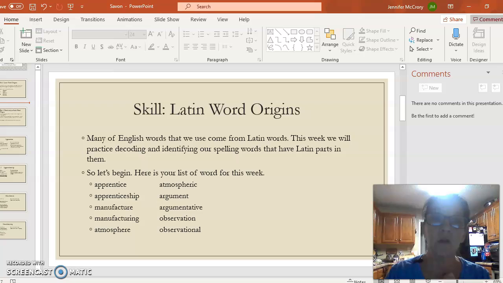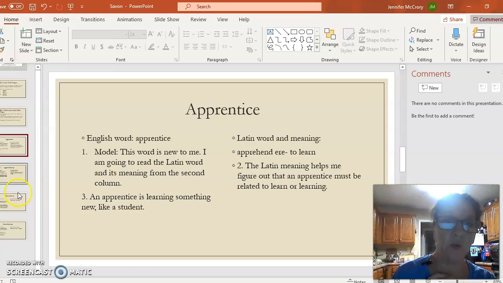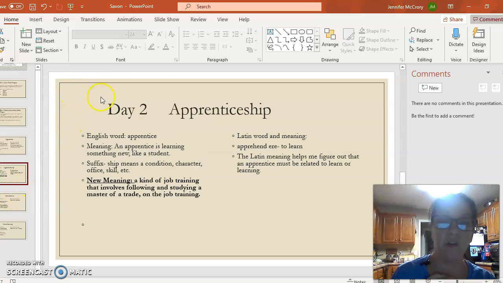So let's begin. Let's always, as we do, go through and look at our spelling list that we have, because I know you've been studying. Apprentice, apprenticeship, manufacture, manufacturing, atmosphere, atmospheric, argument, argumentative, observation, and then observational. Now, we will skip down here and we will look at day 2, starting with the word apprenticeship.